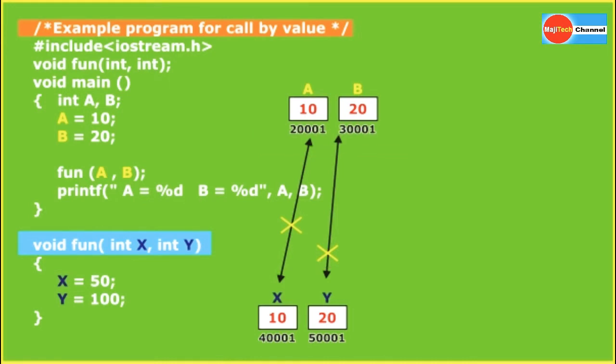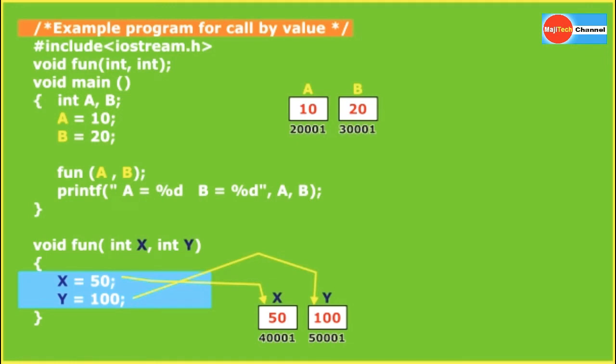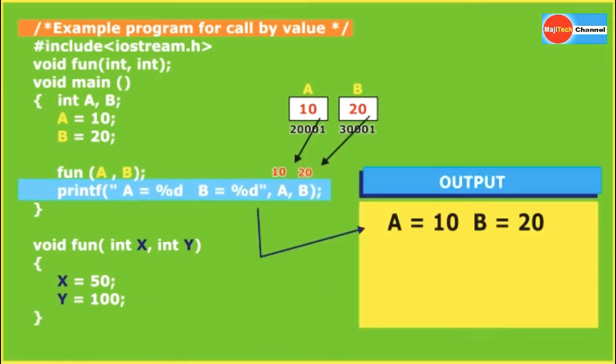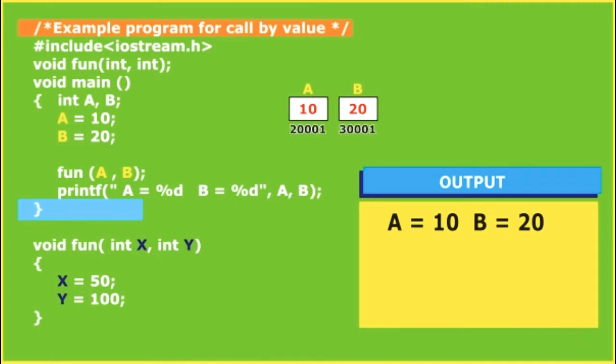Now, x is equal to 50 and y is equal to 100. The values of a and b remain as they are because it is function called by value. Program control will be transferred back to the main function. Now, the print statement generates the output as a is equal to 10, b is equal to 20. Here our program will be terminated.